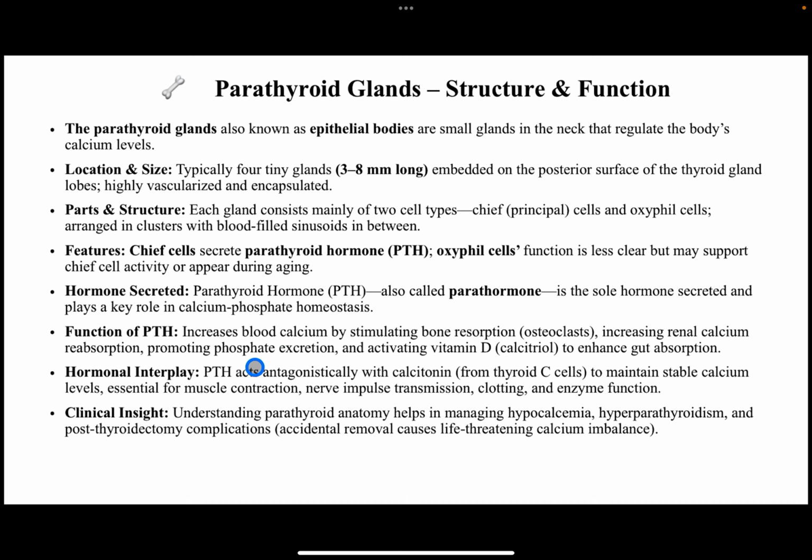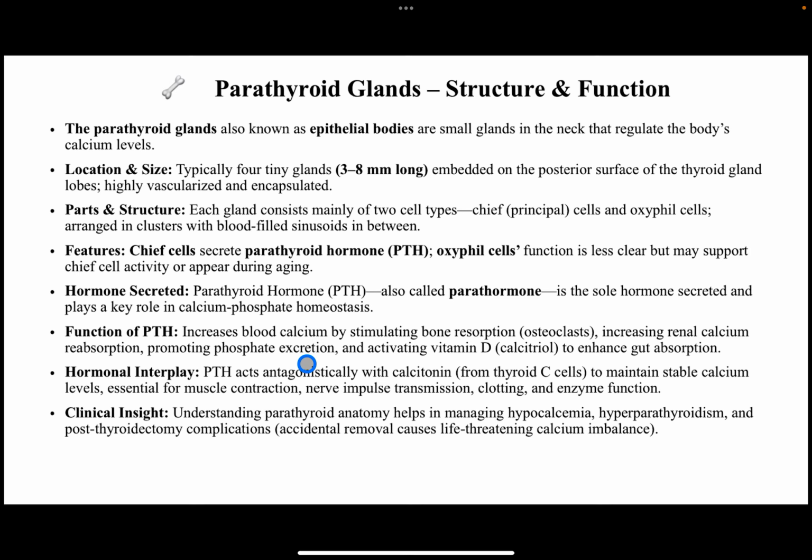Phosphate levels will go down because, see, we are saying that this hormone works to increase your blood calcium level. It also promotes phosphate excretion. So whilst it is working to increase your blood calcium level, it is also working to reduce your blood phosphate levels by promoting phosphate excretion in the kidneys. Okay, so this is something very key you have to take note of.